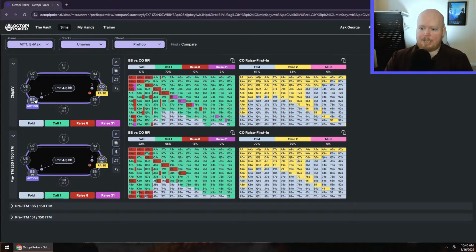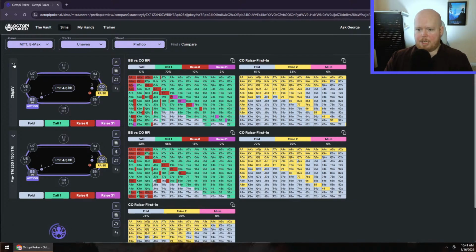And again, this is because the opening range is slightly tighter, right? So just because they are the big stack on the bubble doesn't mean that they can suddenly do a ton of shoving, or that they can defend even wider than normal. It does allow them to 3-bet and put some pressure on here, but they can only go so far with it because the opening range is slightly tighter.